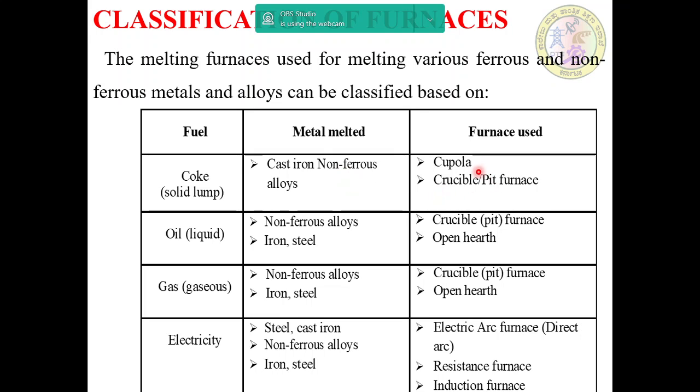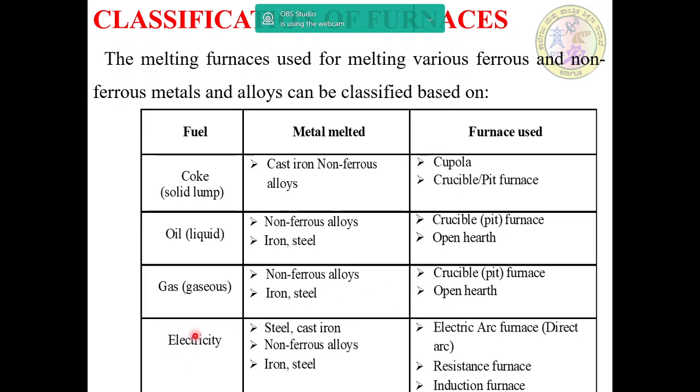For cast iron you are using the cupola, and for non-ferrous alloys you are using the crucible or pit furnace. With oil or liquid as the fuel, for non-ferrous alloys you are using the pit furnace or crucible furnace. For iron or steel you are using open hearth furnaces, and the fuel can be gas or gaseous. For non-ferrous alloys you are using the crucible furnace, and for iron and steel open hearth furnaces.